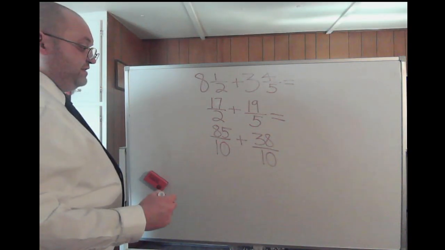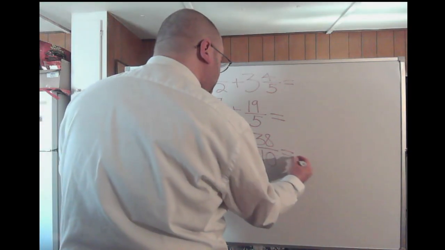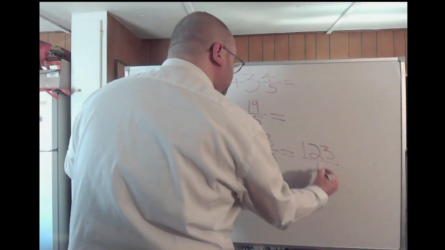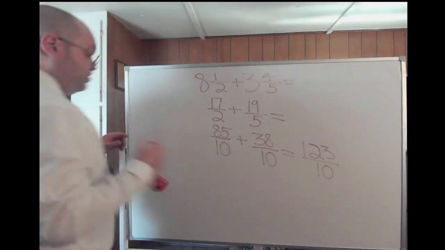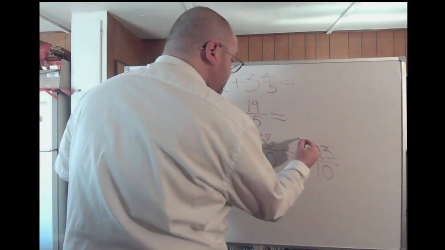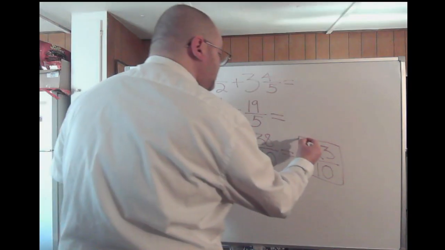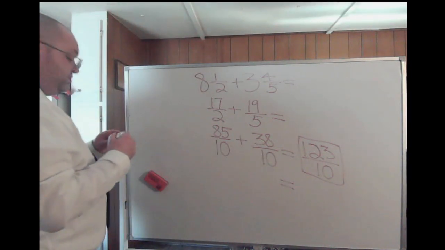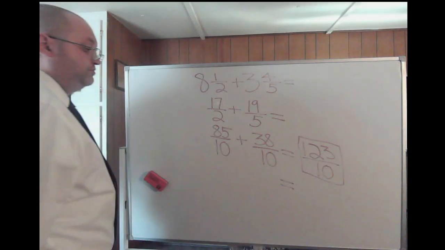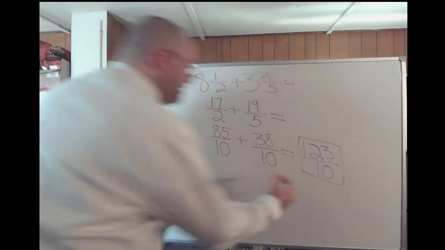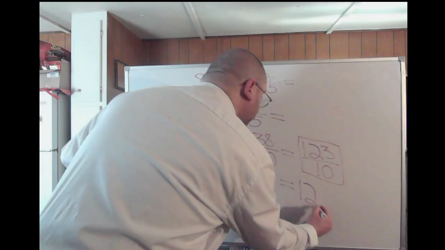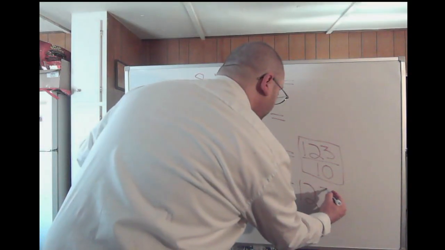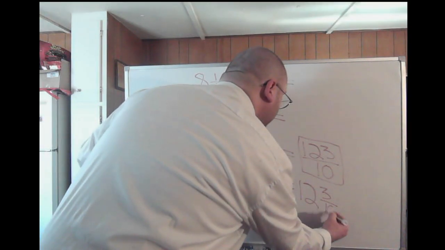85 plus 38, that's going to be 123. So you'd have 123 over 10, which is one acceptable answer, because 123 and 10 reduce no further. But if you want the answer as a mixed number, you have to convert this to a mixed number. So 10 goes into 123 12 times, because 120 divided by 10 is 12. Then you just have a remainder of 3, so it'd be 12 3/10.